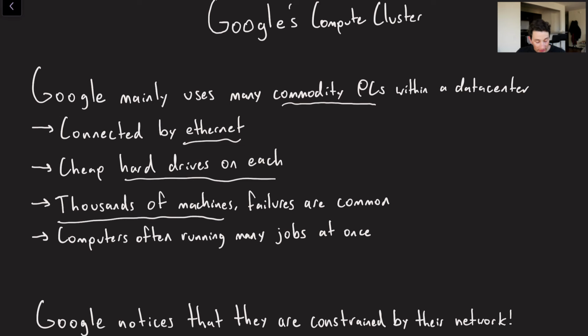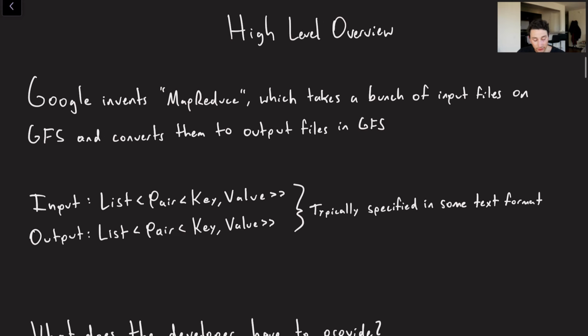Cool. So Google notices that they are constrained by their network. This is going to be a very important detail for later in the video when we see how they try and optimize their software for the fact that they are network constrained.